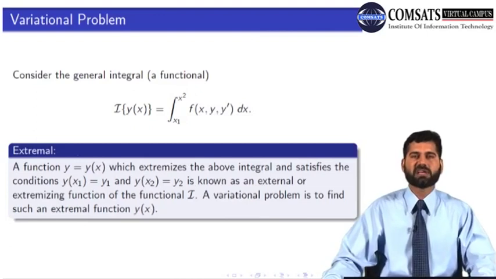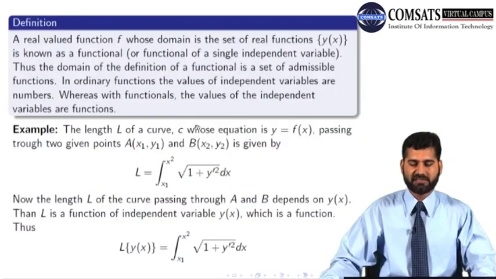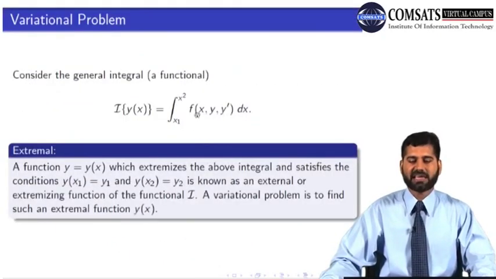So let's discuss this variational problem in detail. Consider the general integral, which is a functional. Instead of a function of y prime only, in general it can be a function of x, y, and y prime on the right hand side. So in general I can write a function f of x, y, and y prime, integrated from x1 to x2. Again, it's not x square, it's x2.